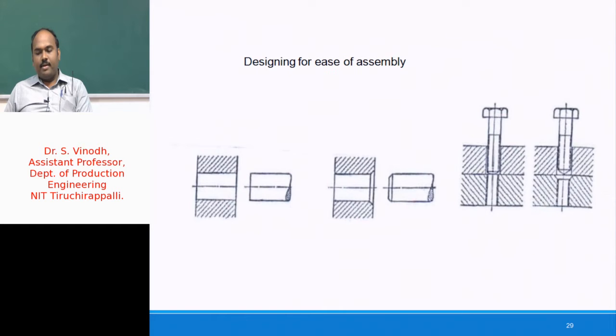In this example, the one on the left shows the left extreme. It is very difficult to insert the kind of a shaft into the bush, whereas that has been remedied in the center, where we can see the edges are being beveled. The beveled edges facilitate the insertion of the shaft into the bush.